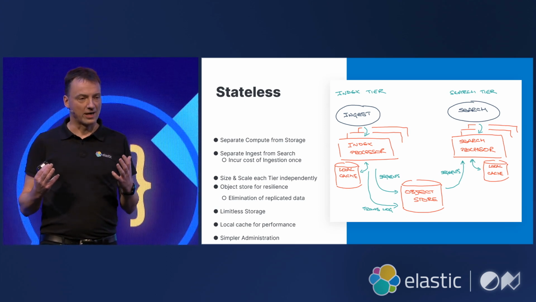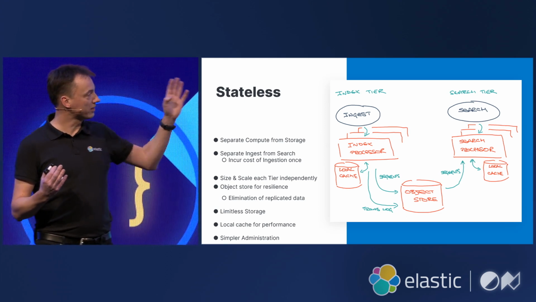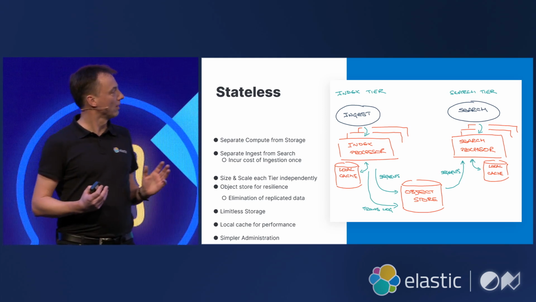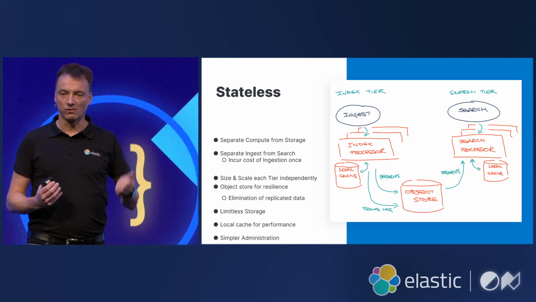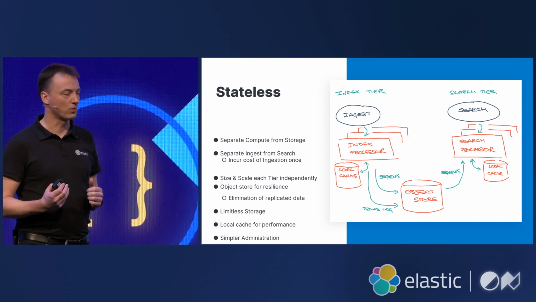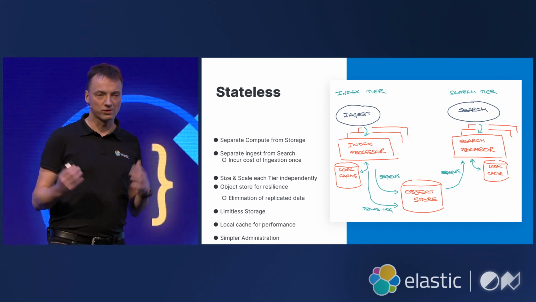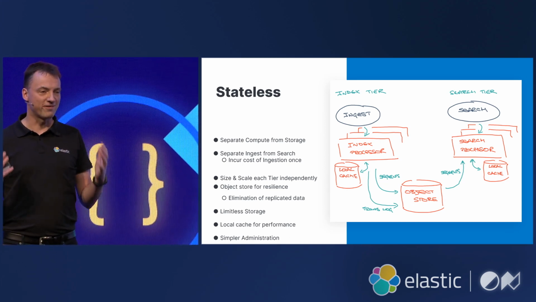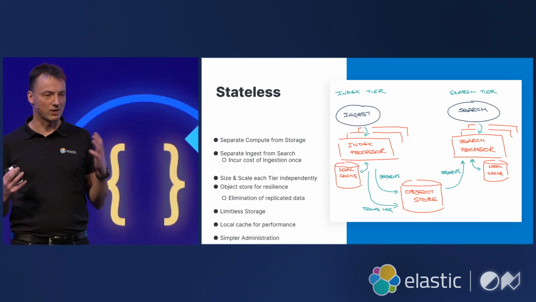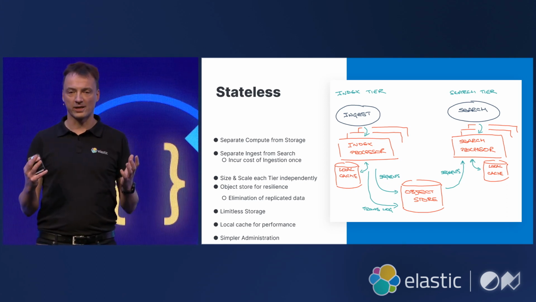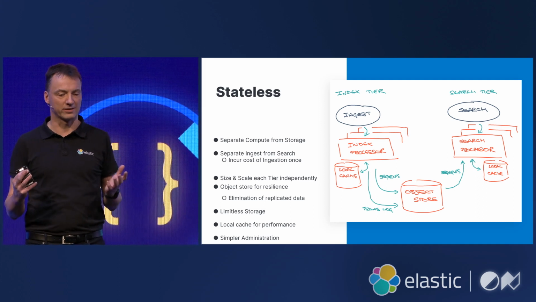On the indexing side, an indexing node will own all indexing into a shard. And once it's done the indexing, it will push the segments into the object store. We will also push the translog into the object store. The translog allows us to do fast acknowledgement of writes back to clients. And by also putting that into the object store, we have all data stored in a single resilient place.